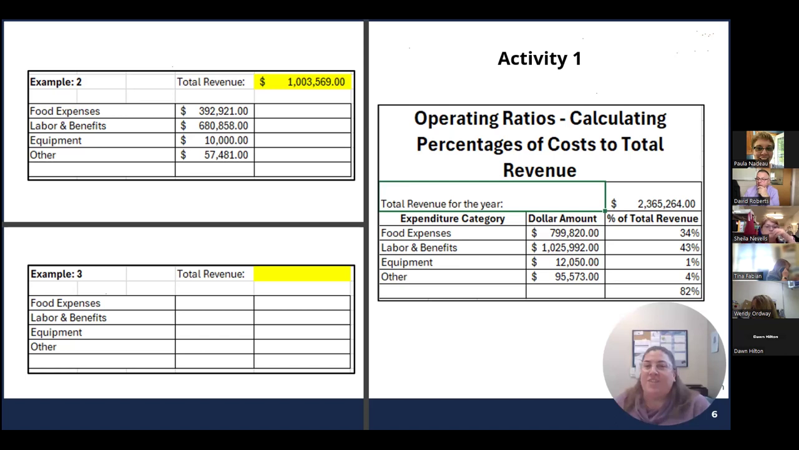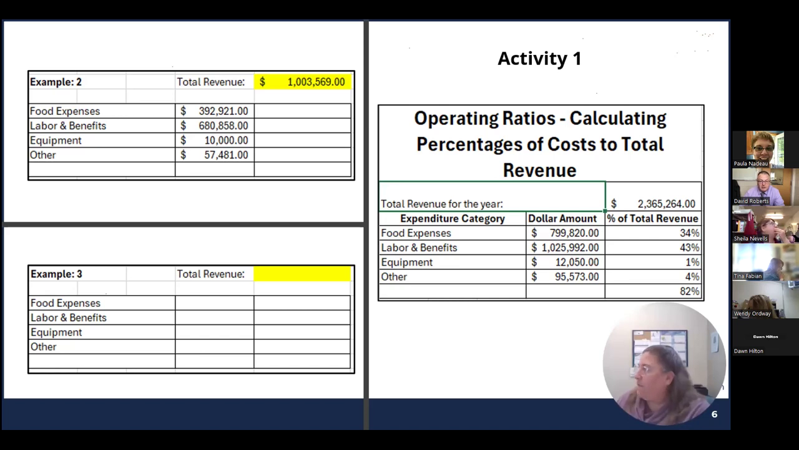Did you finish example three with your district? I did. Yep. Okay, do you want to go through your numbers for me? Sure. My total revenue was $1,581,209.05. And my food expenses were $621,725, and that's 39%.